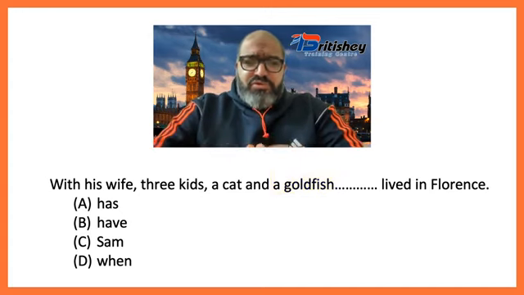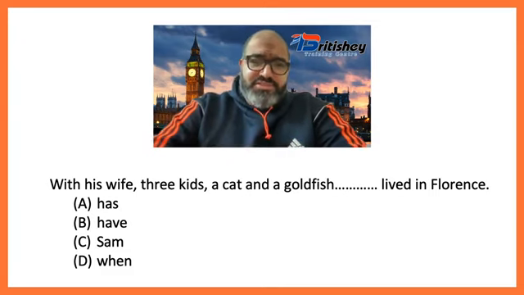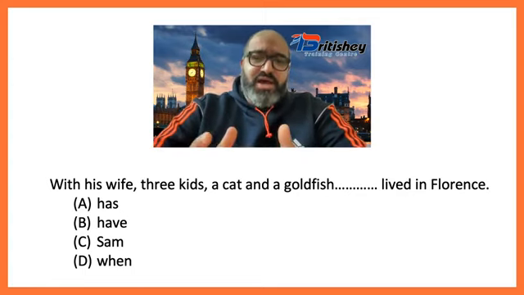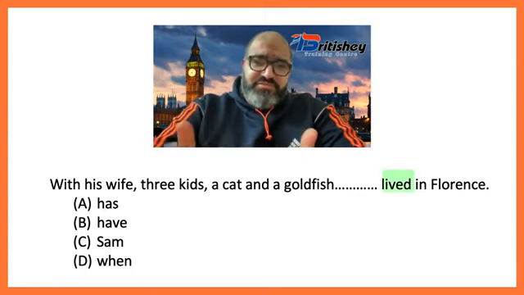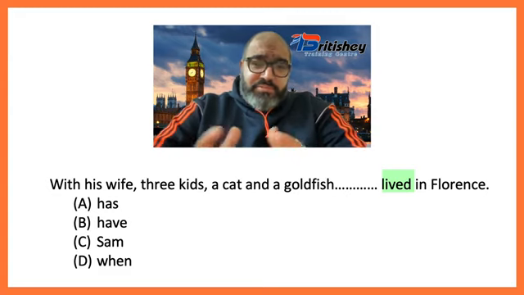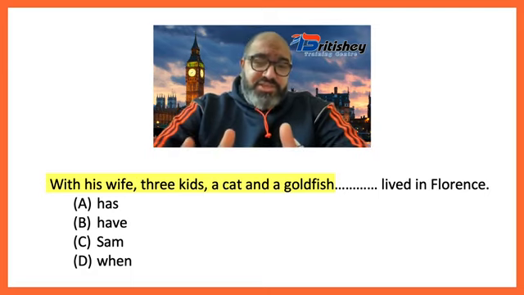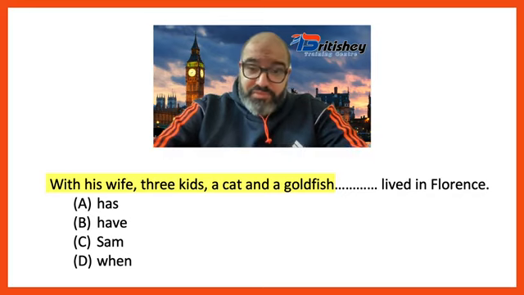Now, there is a rule of thumb that objects of prepositions can never be subjects, which means that we're looking for a subject in this sentence. Why? Because look at this, lived is the verb. Now we're missing a subject. Someone might say his wife, 3 kids, a cat, and a goldfish, but I'd say no, because they are objects of the preposition with.